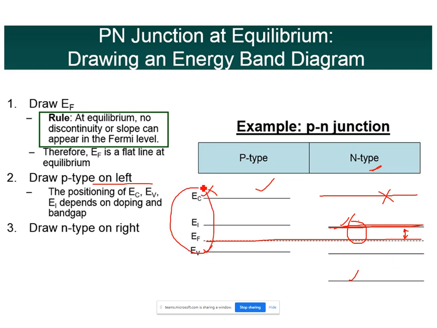Neither can I shift this part, right? This part can't be shifted below. Why? Because the valence band should be very near to the Fermi energy level in p-type material, right? And the next step is to draw the n-type on the right-hand side, right?